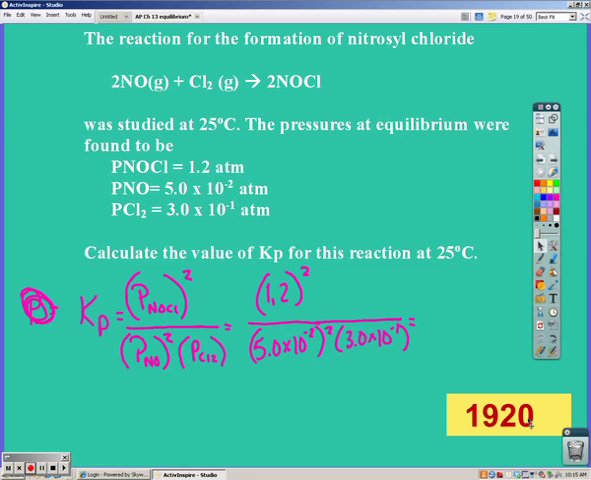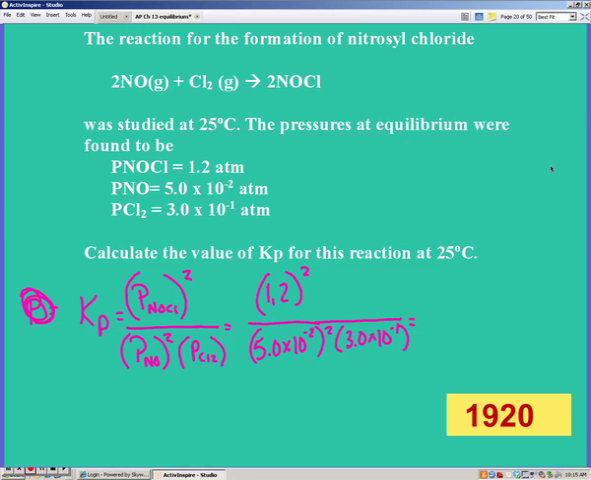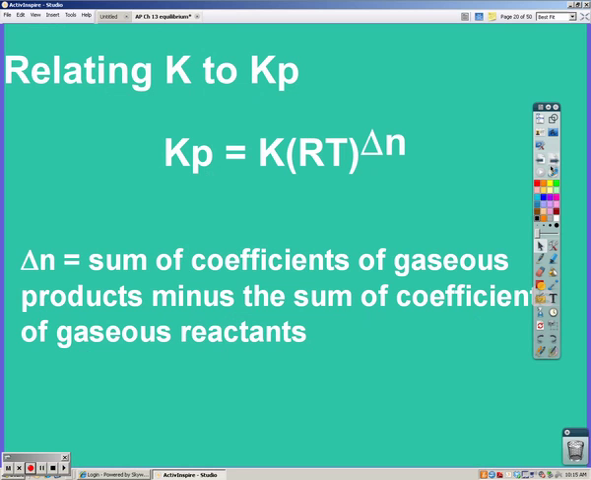We can relate K to Kp by using the equation Kp equals K times RT to the power of delta N. In this equation, Kp is our gas equilibrium constant. K or Kc is the regular equilibrium constant. R is the gas law constant since we're dealing with gases, and that's 0.0821 liters times atmospheres over moles times Kelvin. Temperature is T, and that needs to be in kelvins.